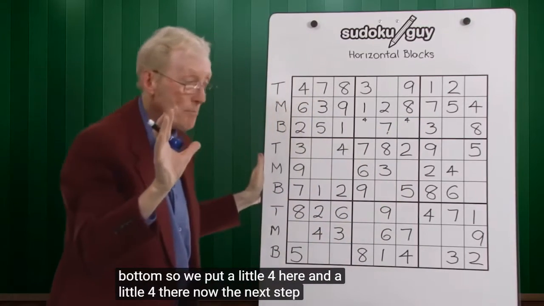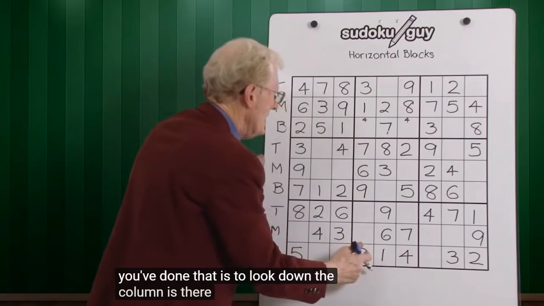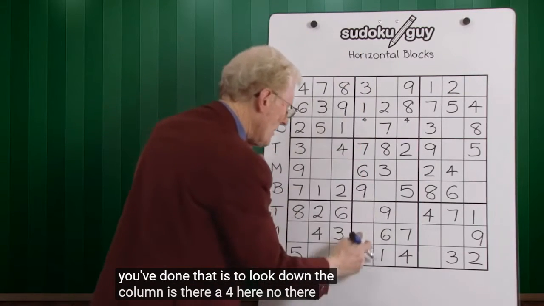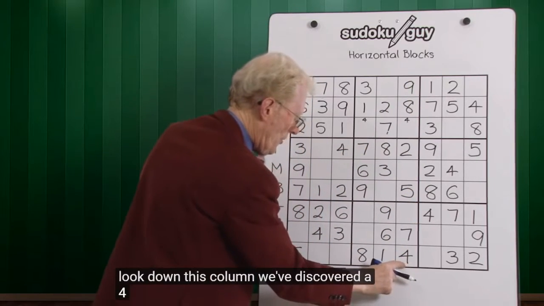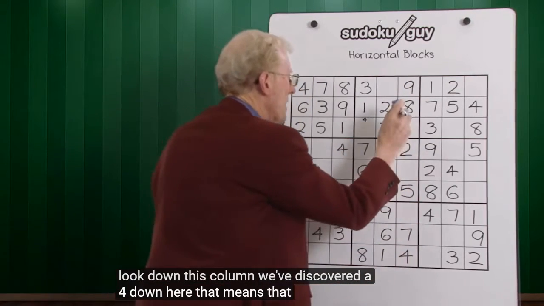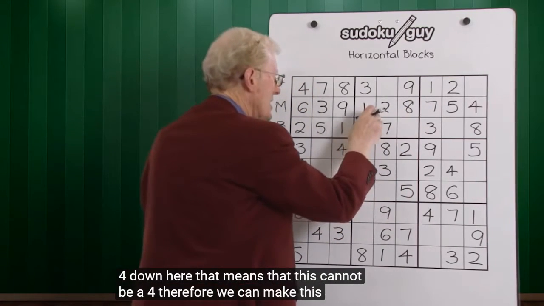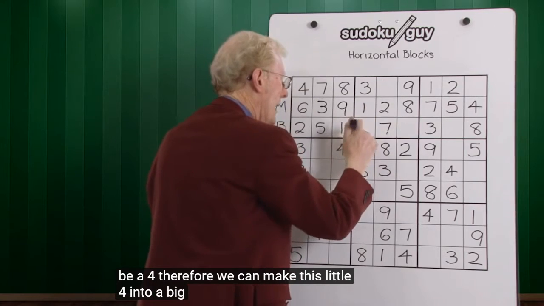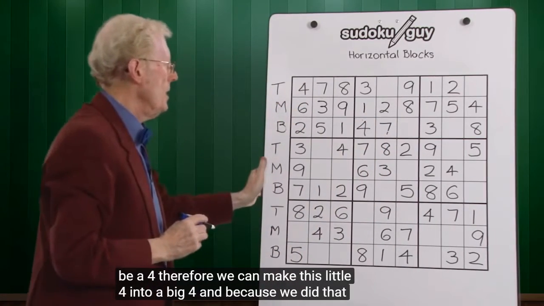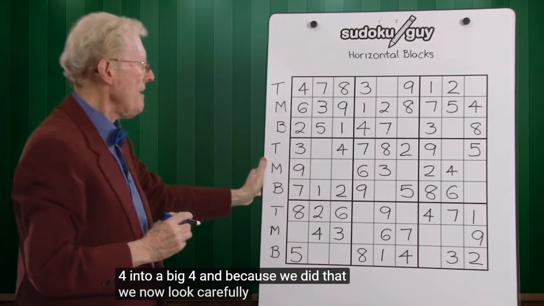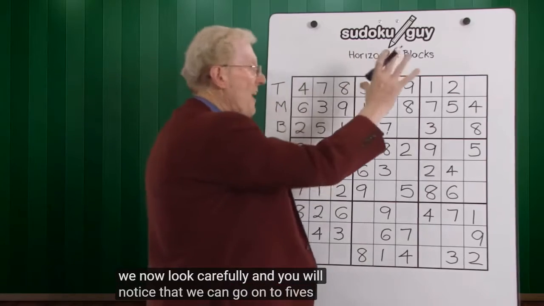Now the next step, once you've done that, is to look down the column. Is there a 4 here? No, there isn't. Look down this column. We've discovered a 4 down here. That means that this cannot be a 4. Therefore, we can make this little 4 into a big 4. And because we did that, we now look carefully, and you will notice that we can go on to 5s.